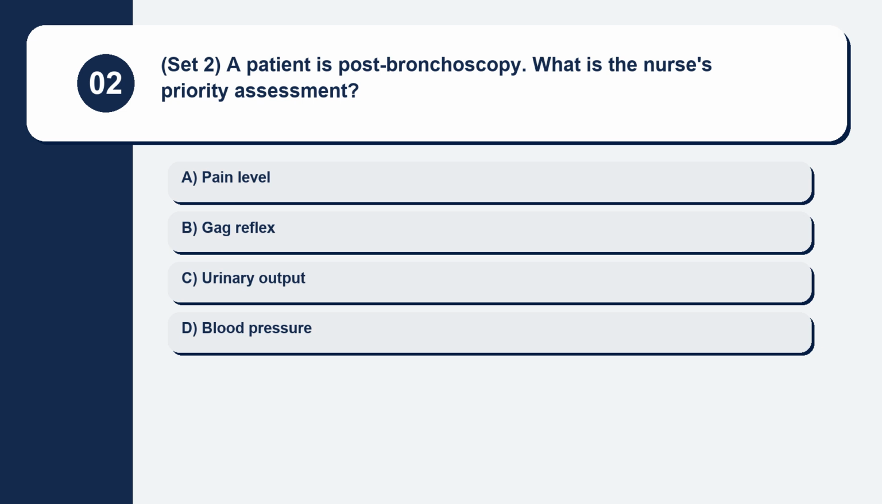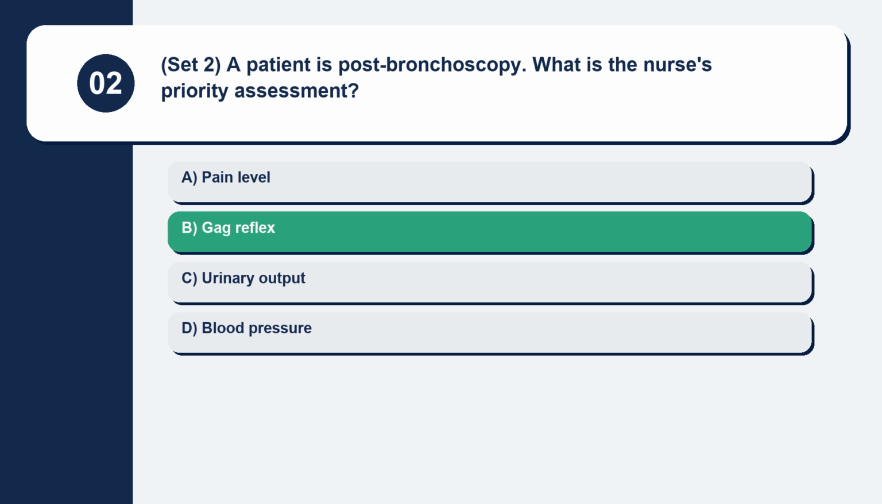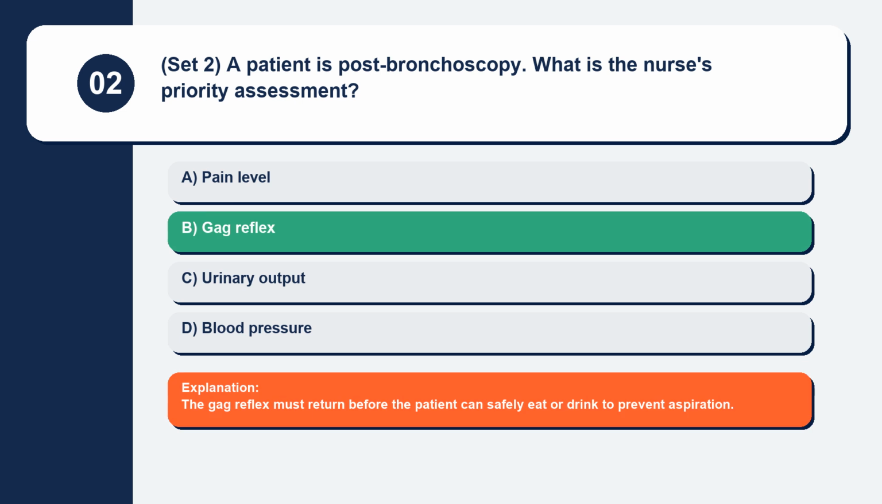Question 2. Set 2. A patient is post-bronchoscopy. What is the nurse's priority assessment? Pain level, gag reflex, urinary output, blood pressure. The gag reflex must return before the patient can safely eat or drink to prevent aspiration.